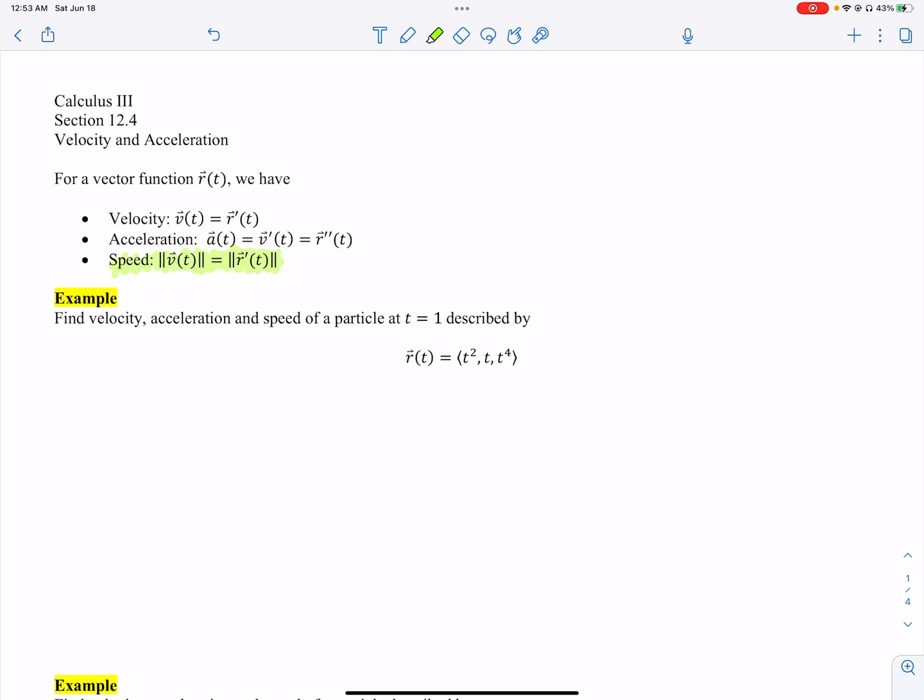All right, so we're going to do a few examples. This is probably the shortest section out of chapter 12, which is only 5 sections. But I feel like this one is the most straightforward, so it will probably be the quickest for you.